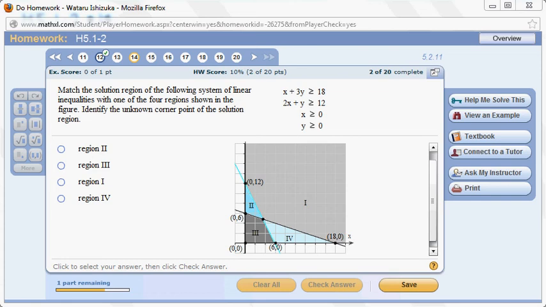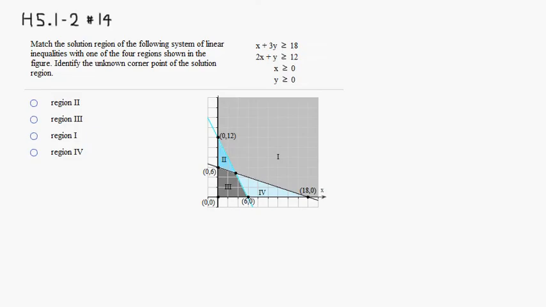Okay, let's look at homework 5.1, 5.2, number 14. So we have this system of inequalities, and we want to find the correct region. So let's do that. All right, so let's look at that.